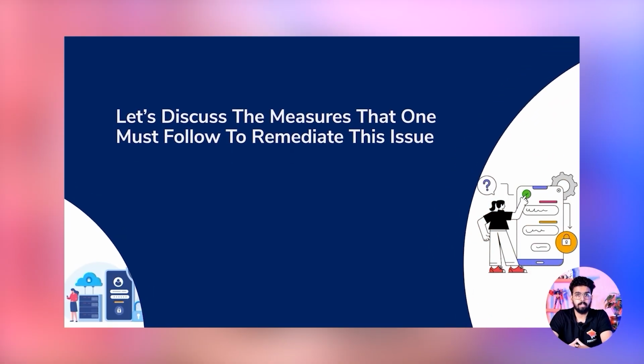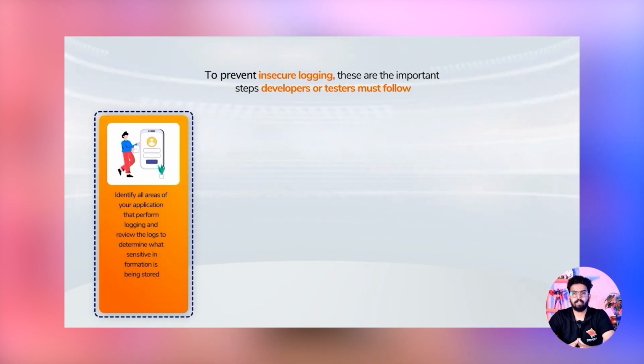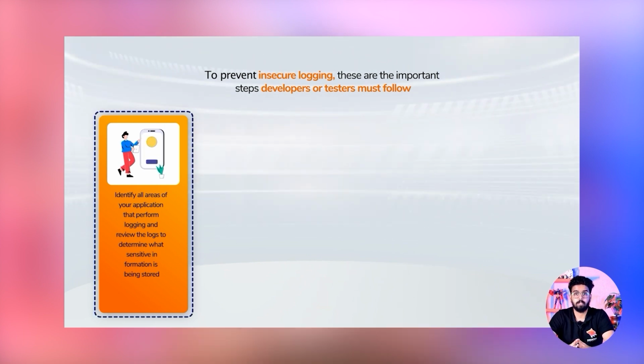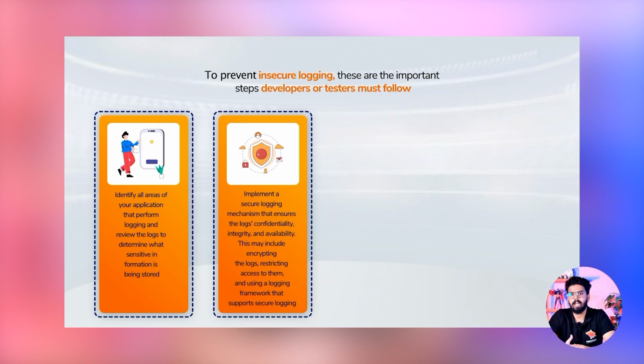Let's discuss the measures that one must follow to remediate this issue. To prevent insecure logging, these are the important steps developers or testers must follow. Identify all areas of your application that perform logging and review the logs to determine what sensitive information is being stored. Implement a secure logging mechanism that ensures the logs' confidentiality, integrity, and availability.